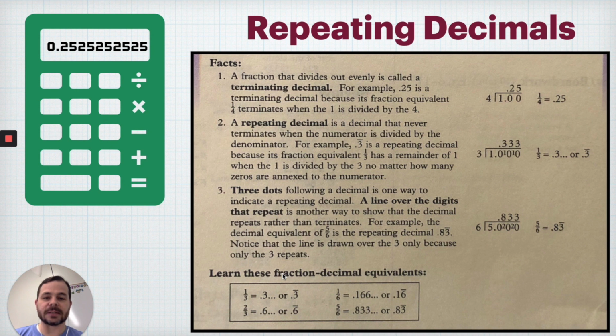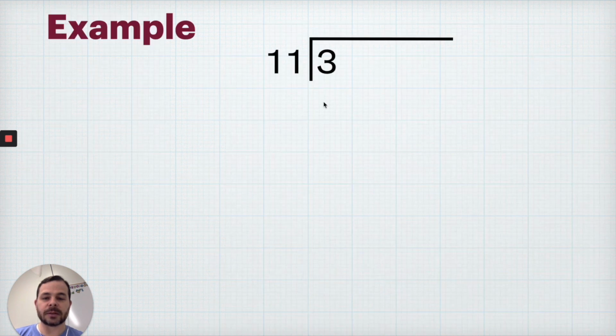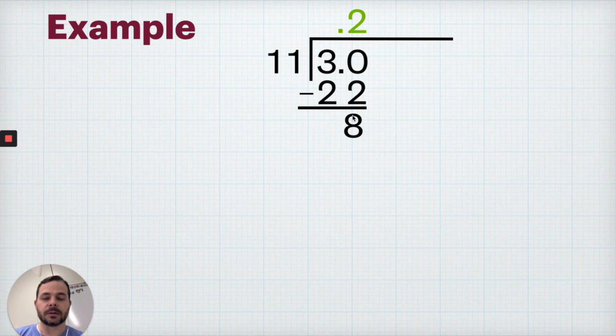Now let's look at an example. So let's say we have 11/3, which is 3 into 11 here. We're going to annex a decimal and a 0. 11 is going into 30 2 times. And we're going to get 22. 22, we get 8. Okay, when we subtract, we're going to annex another 0, bring it down.